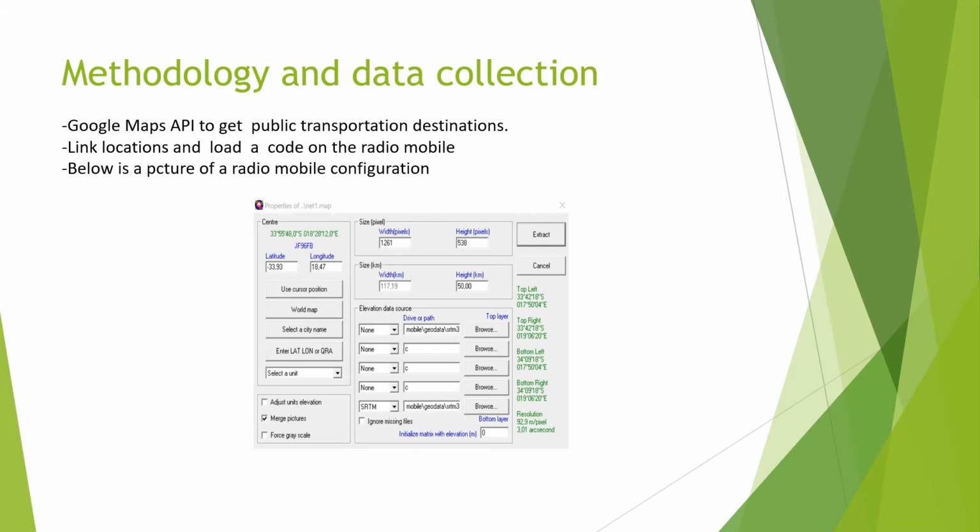In order for me to get transportation destinations, I'll have to use the Google Maps API, and then after, I will link all the locations and load a code on a Radio Mobile. The picture that you see below is a picture of a Radio Mobile configuration.